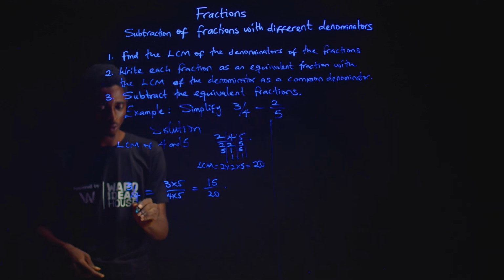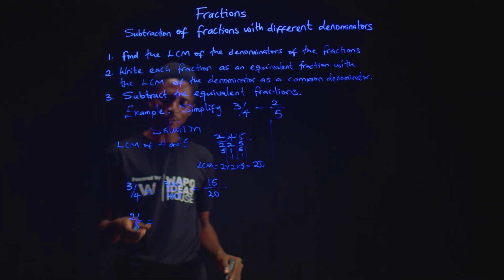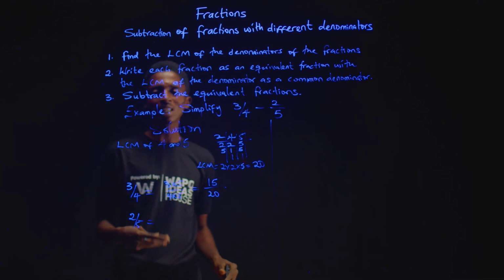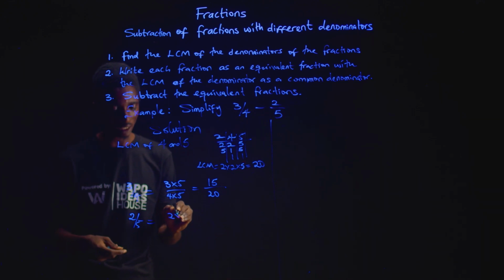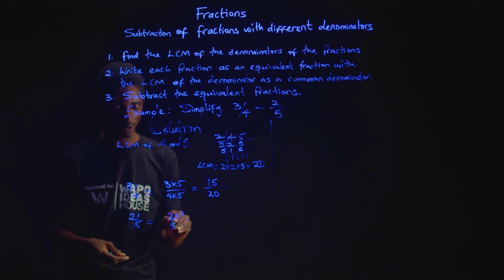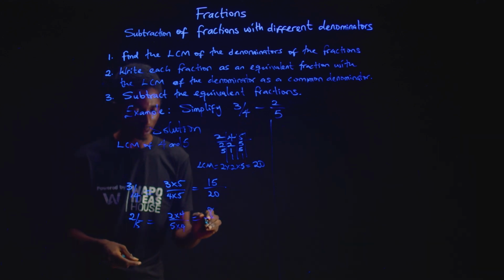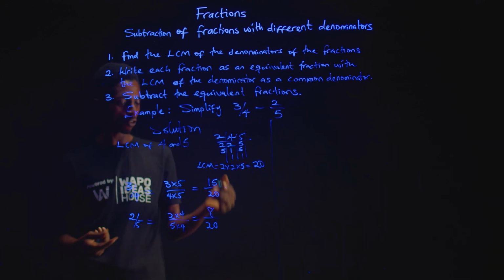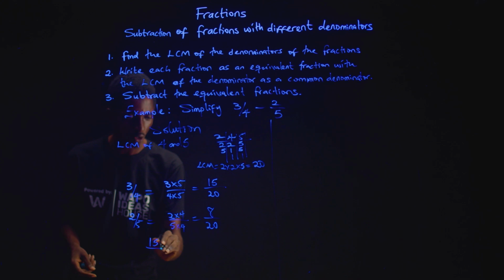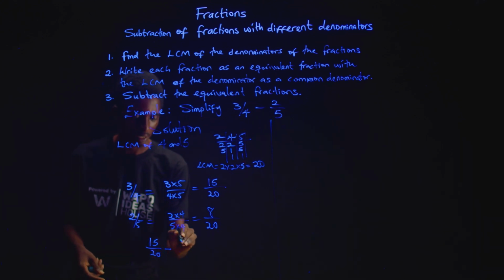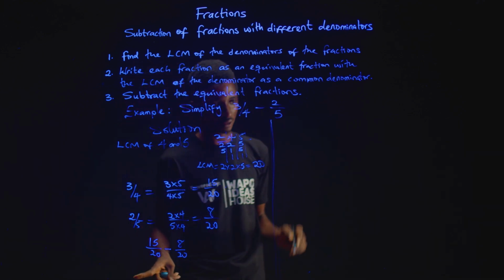Now, let's go to the second fraction, which is 2/5. Now, remember that 5 times 4 is what gives you 20. So this time we multiply the numerator and denominator by 4. So this becomes 2 times 4 over 5 times 4. And 2 times 4 is 8. 5 times 4, 20. So you can see they have a common denominator now. So what we are performing becomes 15/20 minus 8/20.